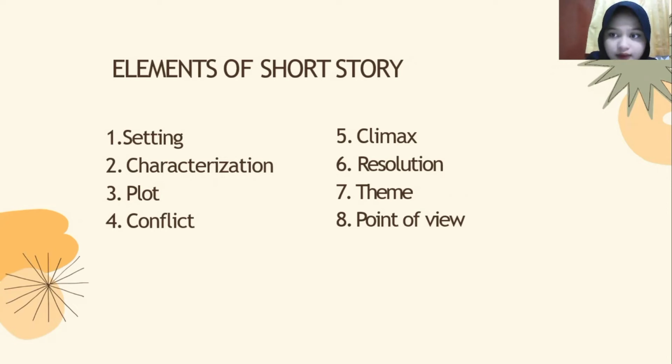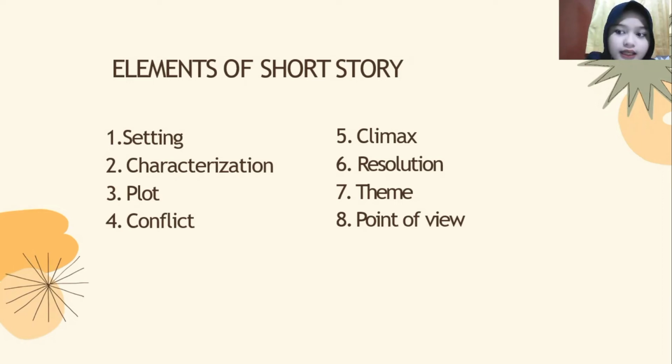For example, types of conflict: man versus man, man versus himself, man versus nature, man versus society, or vice versa. The fifth one is climax. Climax is when the action comes to its highest point of conflict, and here is a turning point in the action. A shift in the story occurs.